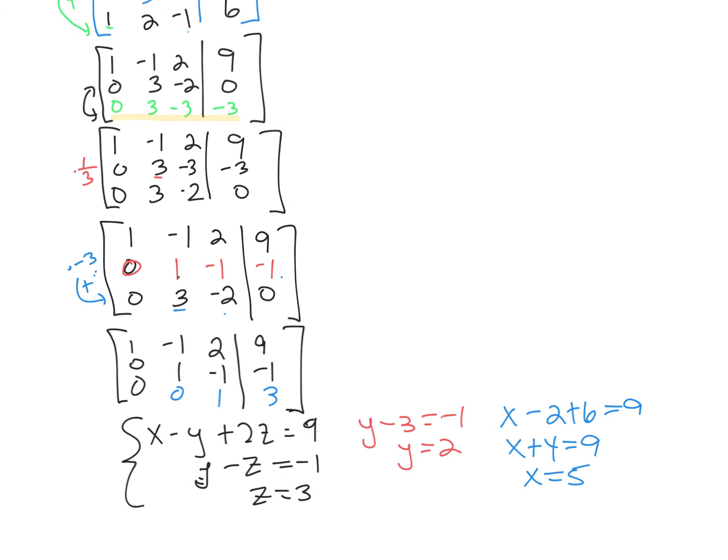Our final step is to write our solution as an ordered triple. So we'll start with x, then we'll do y, and then we'll do z. And that's all you have to do.